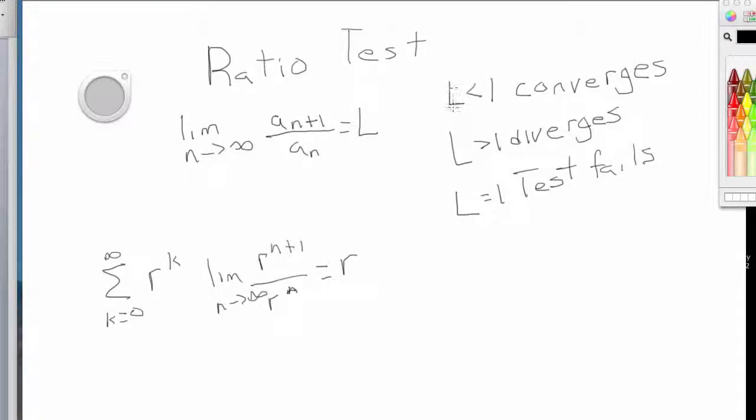And so from what we saw in the convergence of the geometric series, if L is less than 1, r is less than 1, then it will converge. If r is greater than 1, it will diverge. If it's equal to 1, well, it diverges here, but we can see that's not always the case.